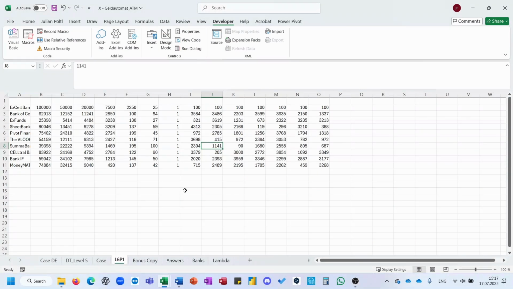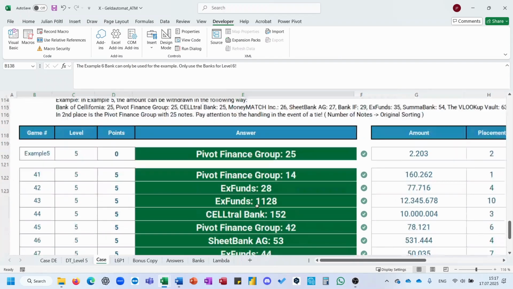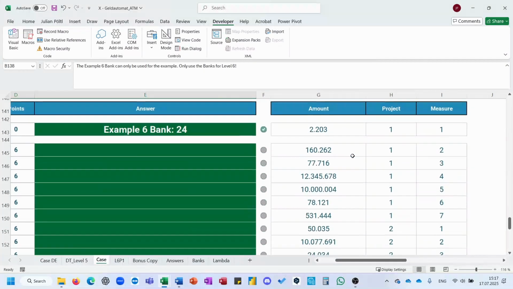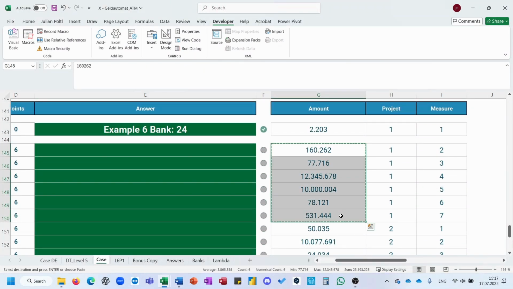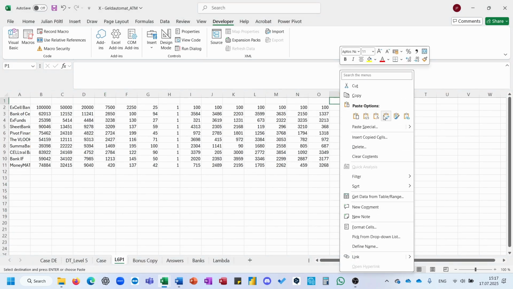But then I don't need to keep this in mind. And we have different values, amounts we want to use in project 1. And I can exclude this amount here even if it's from project 1, because it's the example bank 6 and we will not use it here.